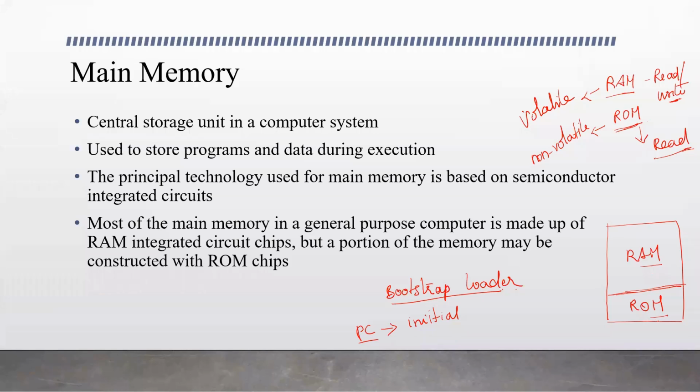ROM is a permanent memory. It is a non-volatile memory. When the power is switched off, the content stored in memory remains unchanged. But RAM is a volatile memory. When the power is turned off, the content stored in RAM will get erased, will be destroyed.